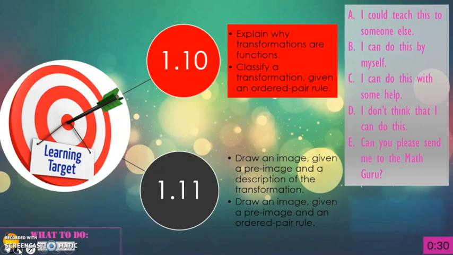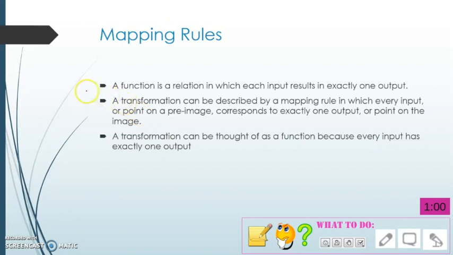Now our first objective is to explain why transformations are functions and to classify transformations given an ordered pair rule, so mapping rules. Remember from Algebra 1 that a function is a relation in which each input results in exactly one output. Your inputs were your x values and your outputs were your y values. X mapped to y, and every x had only one y.